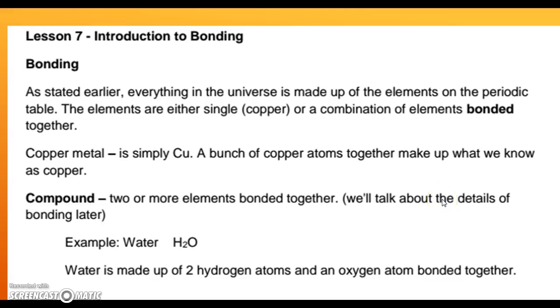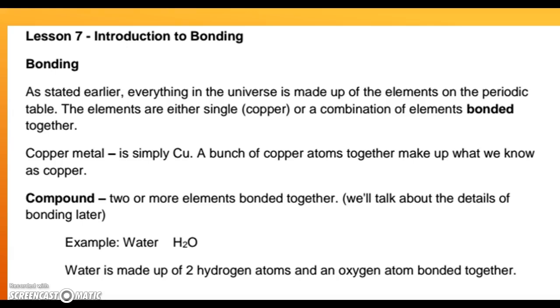So today's lesson, lesson 7, is on bonding. If you've ever heard of bonding before, this idea that things form covalent or ionic bonds, that's what we're talking about. So bonding: everything in the universe is made up of elements, and when elements come together to form compounds, they have to form bonds.